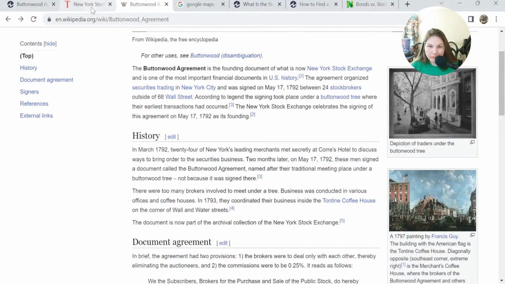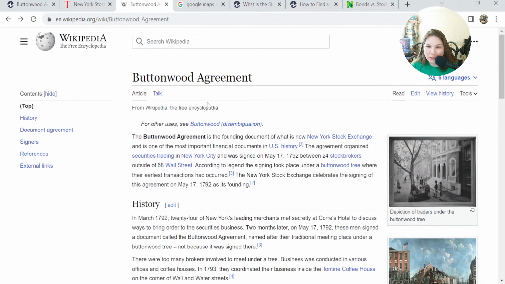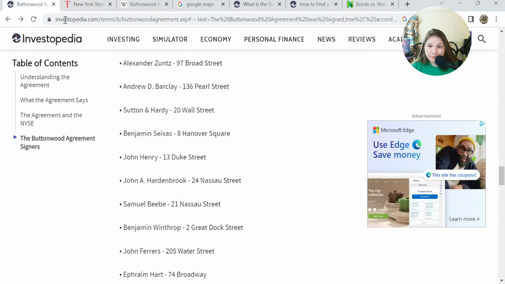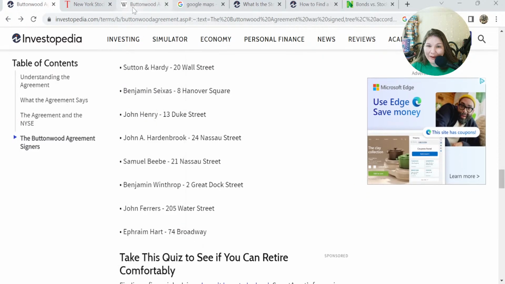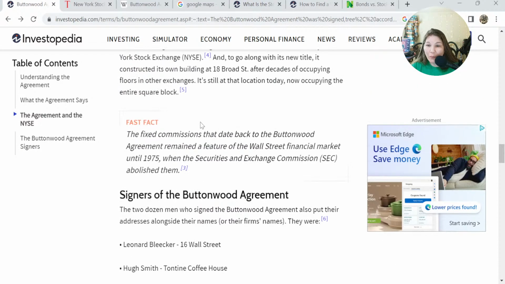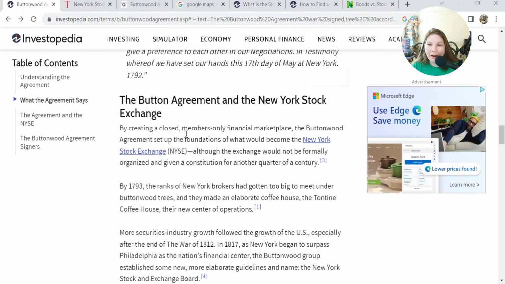So that is the crazy Buttonwood Agreement history of the New York Stock Exchange. It was originally the Buttonwood Agreement. Let me know in the comments if you find out anything radically awesome about any of this that I haven't said. I'm very interested. Like I said, I'm just trying to learn all of this from the bottom up.